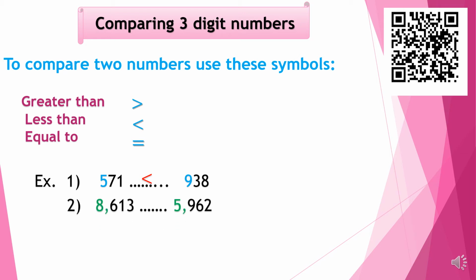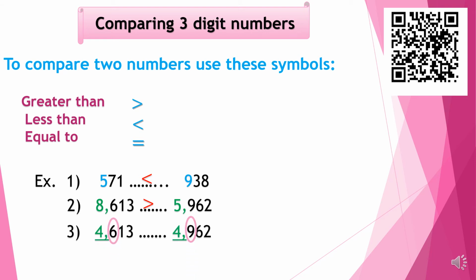Number 2, we have two numbers. The first number 8613. The second number 5968. We compare the greatest places. They are 4-digit numbers. Both of them 4-digit numbers. So compare the greatest place. We have 8 here and 5 here in thousand. 8 in thousand and 5 in thousand. So 8 is greatest. So 8613 is the greatest number.